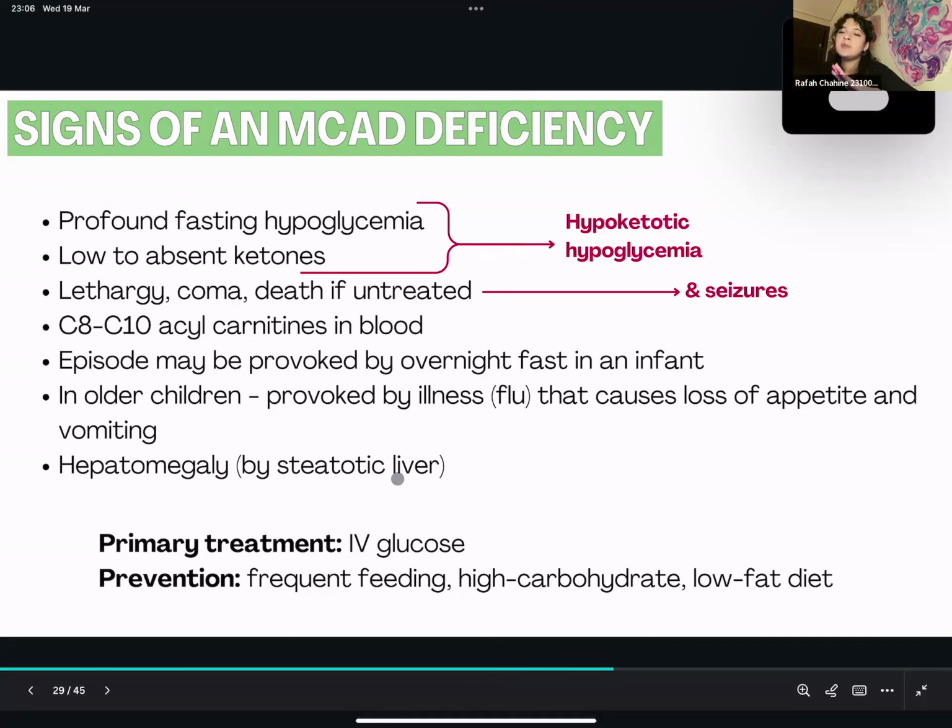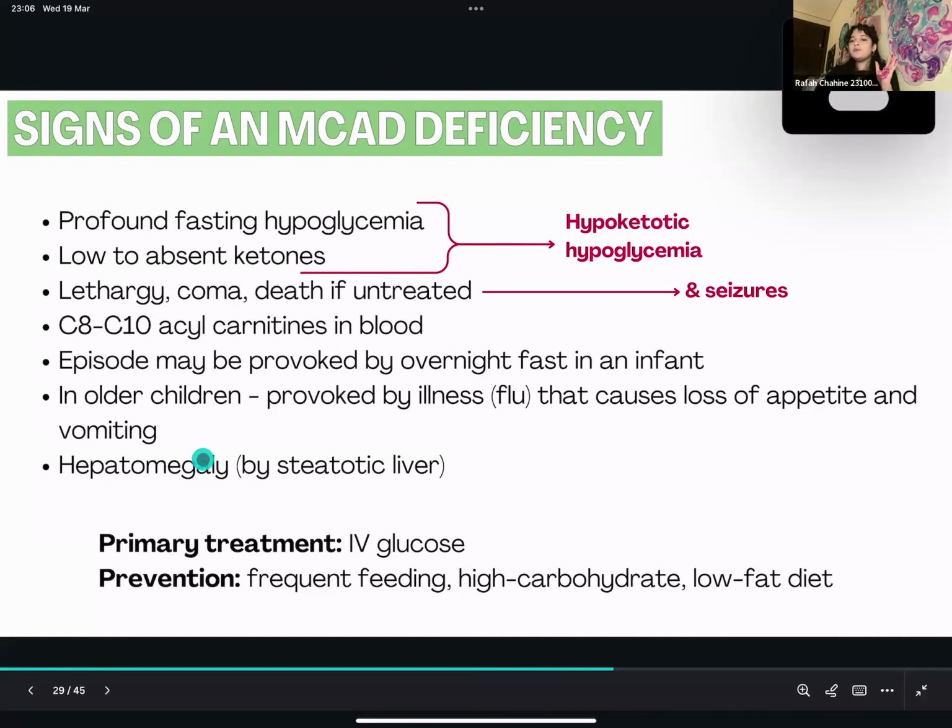In the case of an MCAD deficiency, I told you that these patients will have a lack of beta oxidation of medium chain fatty acids, so medium chain fatty acids are going to accumulate. The main place where they are going to accumulate is in the liver. This will make the liver much, much bigger, which is why these patients might present with hepatomegaly.